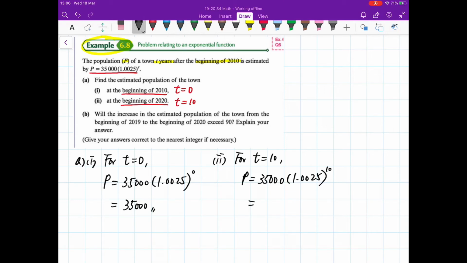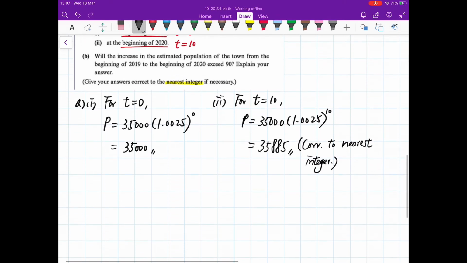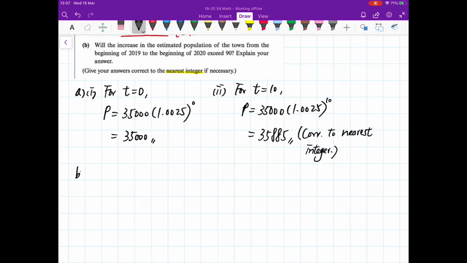Okay, so again we are using the calculator to calculate the answer for us, but this time the answer is not exact. So let's take a look at the question. It mentioned to give your answer correct to the nearest integer. Okay, so if the answer is not exact, then we have to correct it to the nearest integer. So therefore we have 35885, correct to the nearest integer. So we finished part A.